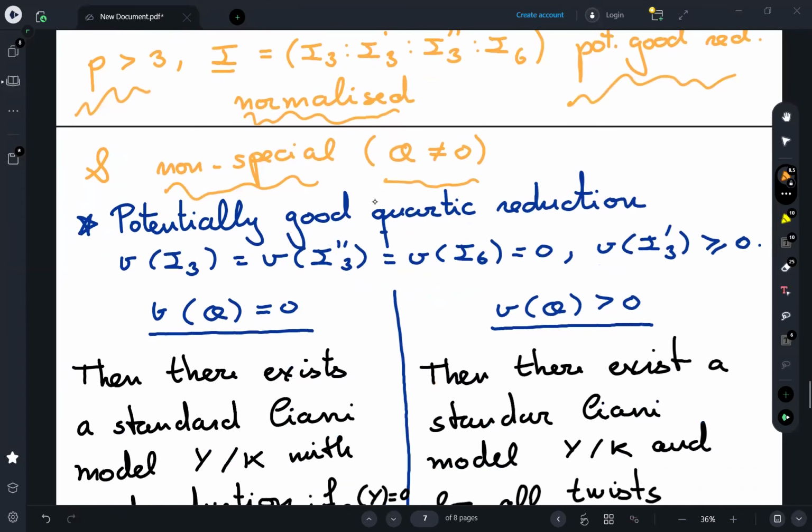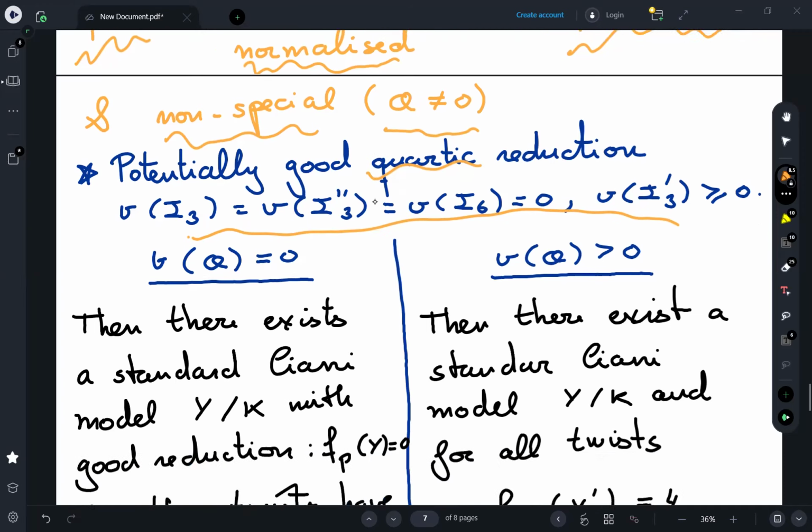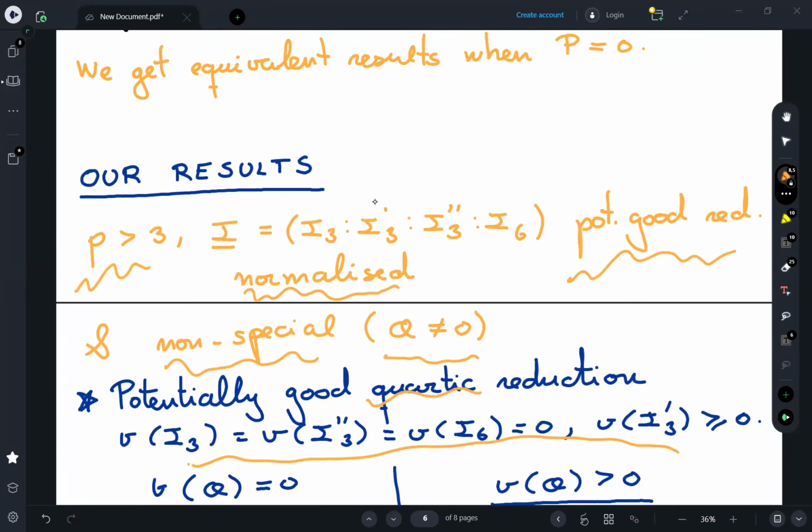If the curve has potentially good quartic reduction, which is totally characterized just in terms of the evaluation of the invariants, with the conditions that you get here, then there are two cases, depending on the evaluation of Q to be 0 or different from 0. But in the two cases, we prove that there exists a model, a standard Ciani model, defined over the field K, that is the field, I haven't said it.